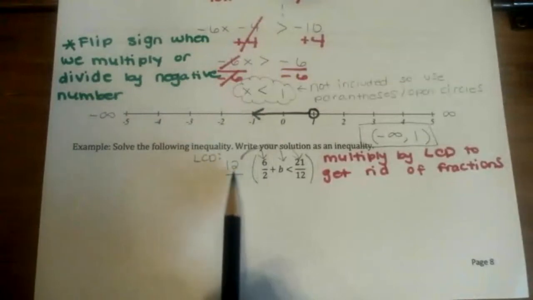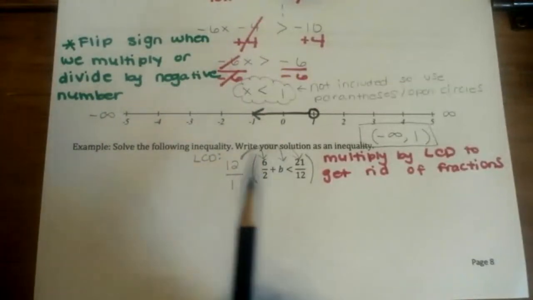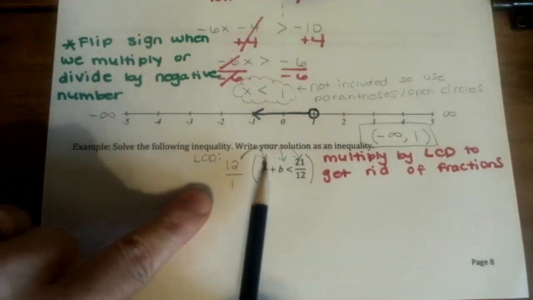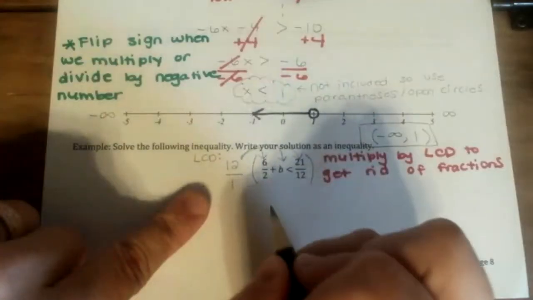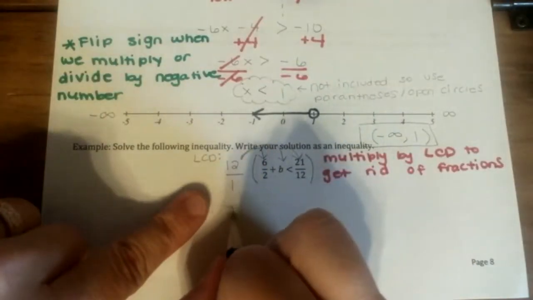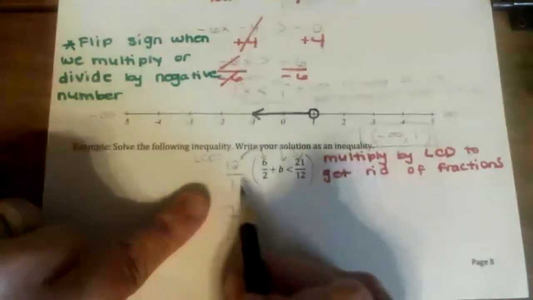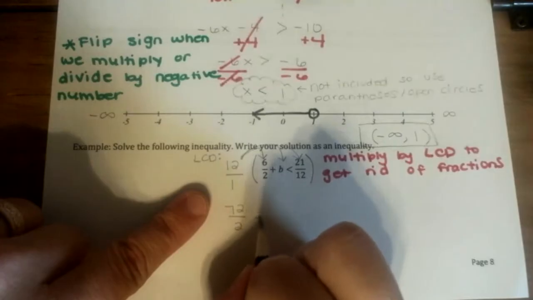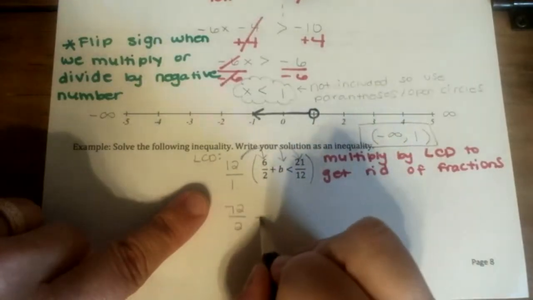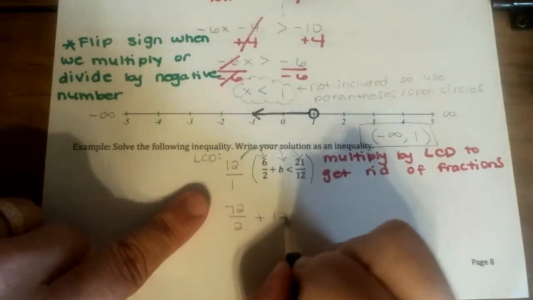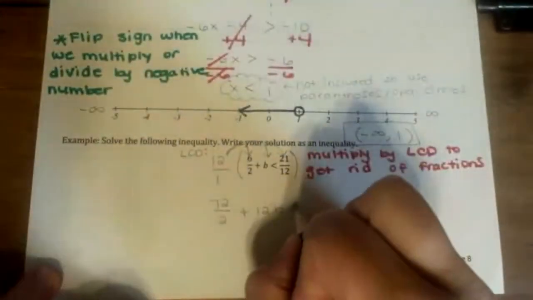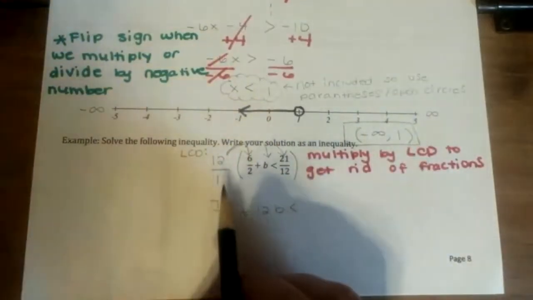Again, we're multiplying fractions, so top times top, bottom times bottom. So 12 over 1 times 6 over 2, top times top, 12 times 6 would give us 36. Sorry, 12 times 6 would give us 72. Over 1 times 2 would give us 2. Plus 12 times b, which is just 12b. I don't need to write it as a fraction, so it's just 12b over 1.